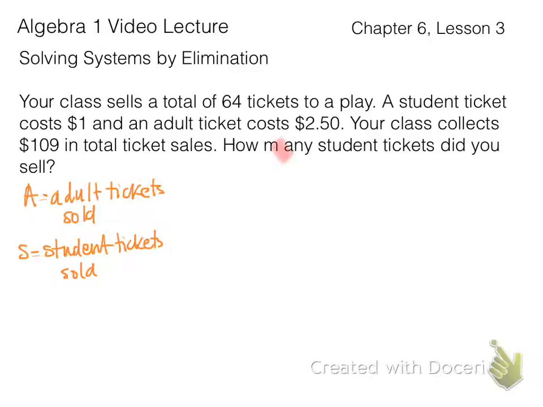All right, the first thing we need to do is assign some variables. Hey, I already did it for you. A is going to be the number of adult tickets sold, and S is going to be the number of student tickets sold.